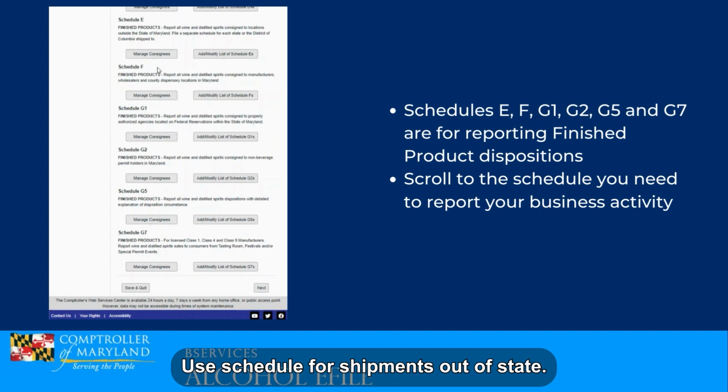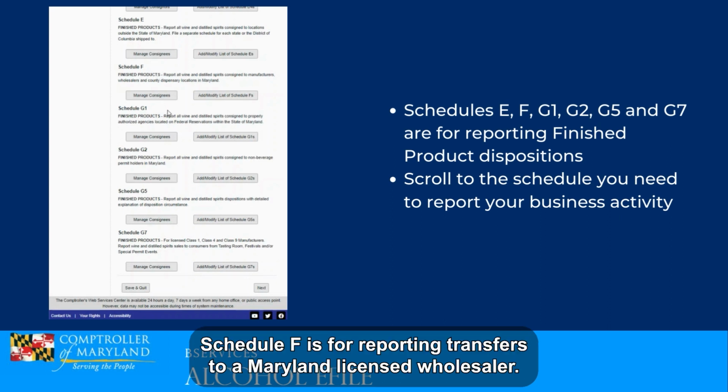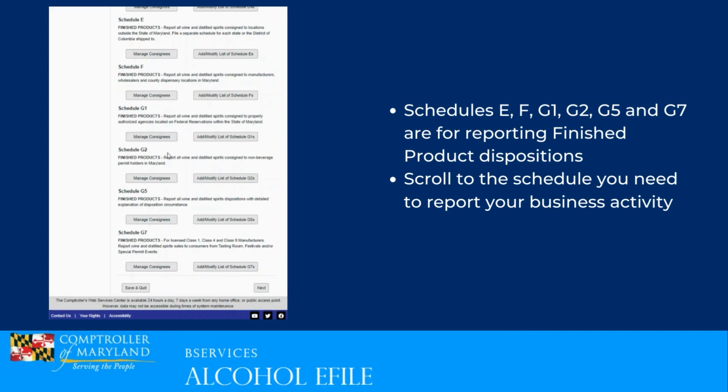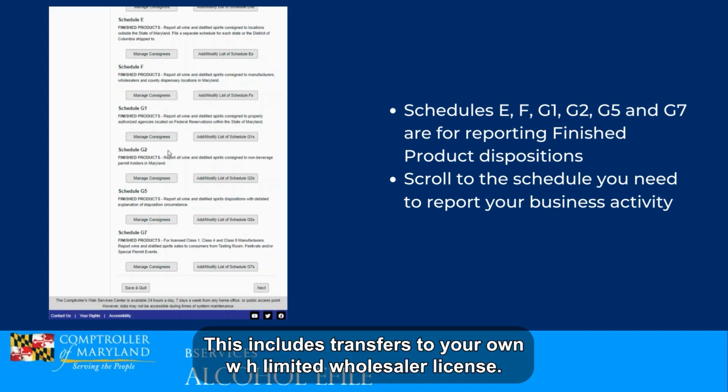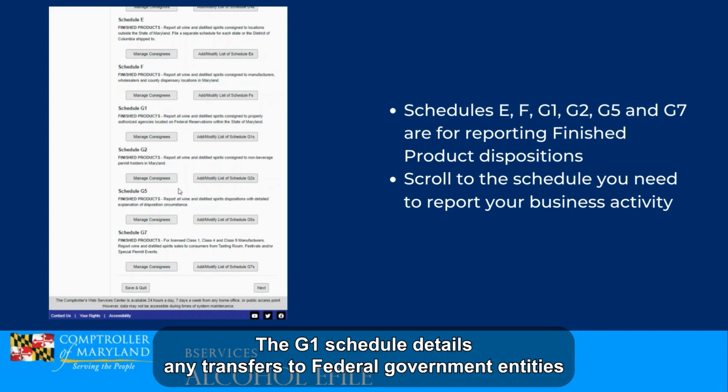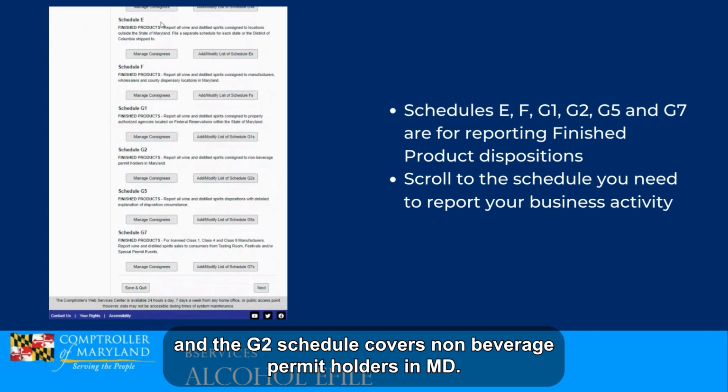Use Schedule E for shipments out of state. Schedule F is for reporting transfers to a Maryland licensed wholesaler. This includes transfers to your own W8 limited wholesaler license. The G1 schedule details any transfers to federal government entities, and the G2 schedule covers non-beverage permit holders in MD.